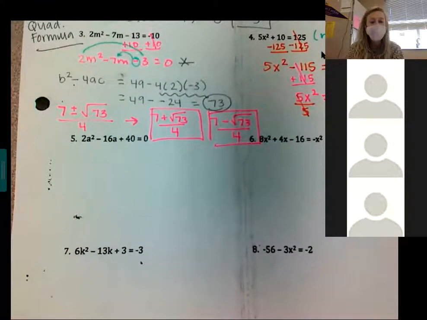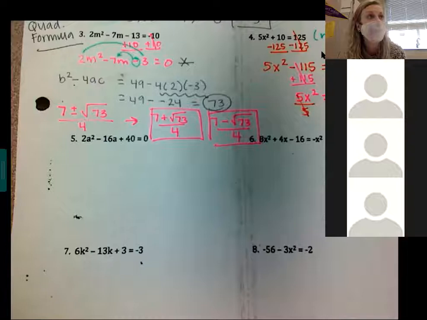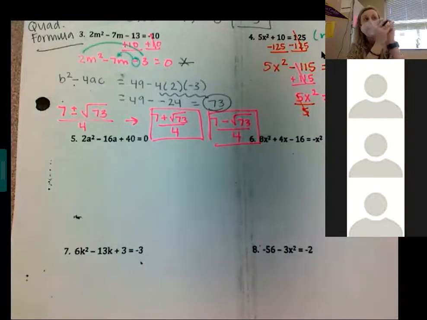Okay, number 5. It's already set equal to 0. How nice was that? Jake's like, thank you, Miss Poole. You're welcome, Jake. All right, let's see if it will factor, because look at the a value. Does 2 go into 16? Does 2 go into 40? So I'm thinking it should factor.